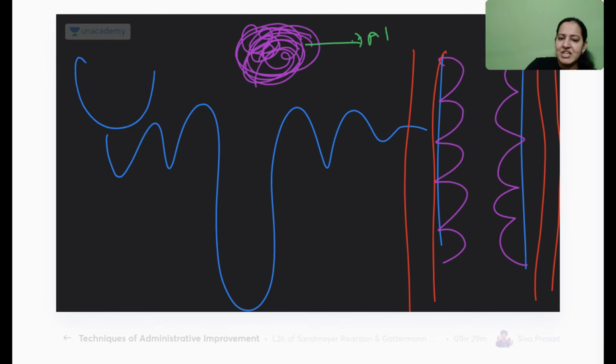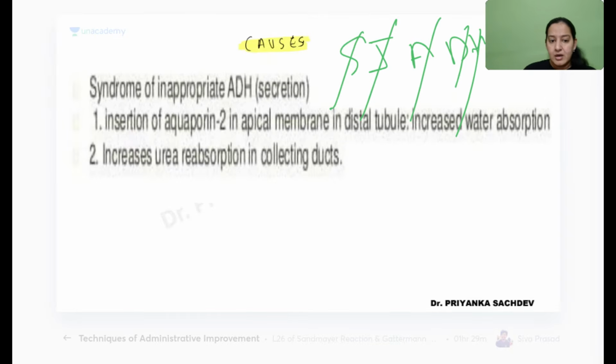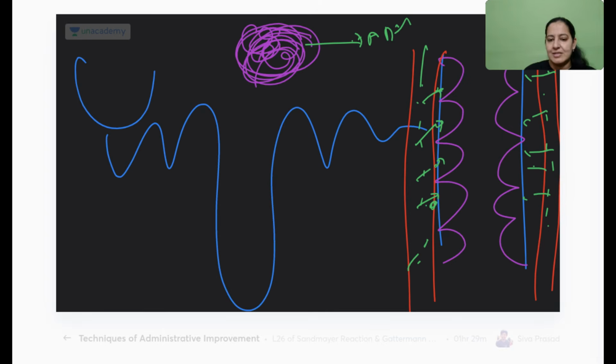This green color is the ADH, and it is entering the blood and going to the collecting tubule of the kidney. The receptors for ADH are present on these cells. Listen, it is important. ADH will act on these collecting tubule cells, and there are channels known as Aquaporin 2 channels present inside these cells. They will be mobilized towards the basement membrane of these cells. So what will this Aquaporin 2 do?